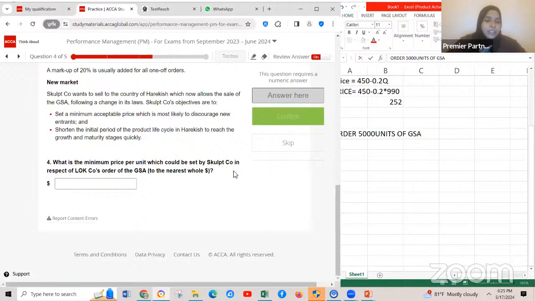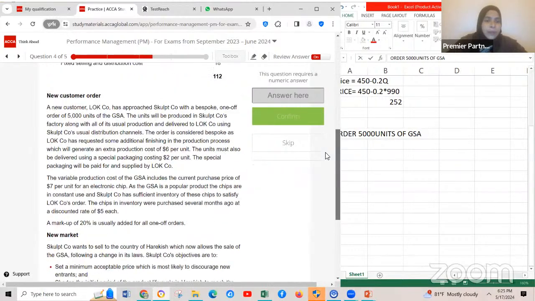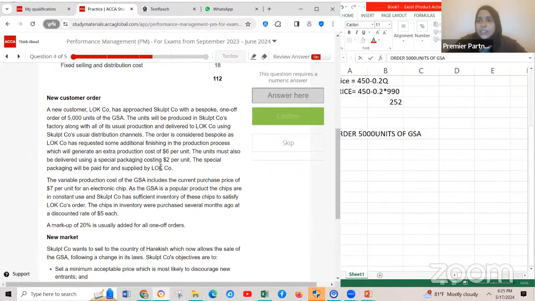Special packaging, what is the cost for Sculpco? No. Special packaging, LOK is paying, so we don't have to pocket that. It's not a cash outflow for us. The units must also be delivered using a special packaging costing 2. The special packaging will be paid for and supplied by LOK. So for us, cash is not going out for that. So it's not a relevant cost for us.